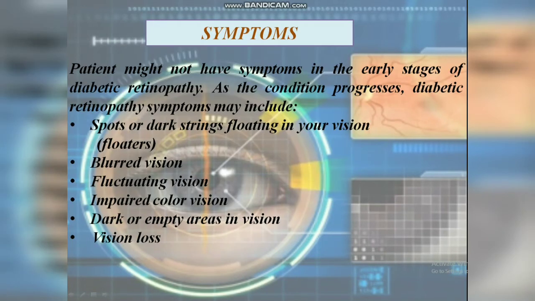Symptoms. Patients might not have symptoms in the early stages of diabetic retinopathy. As the condition progresses, diabetic retinopathy symptoms may include spots or dark strings floating in your vision, and blurred vision.